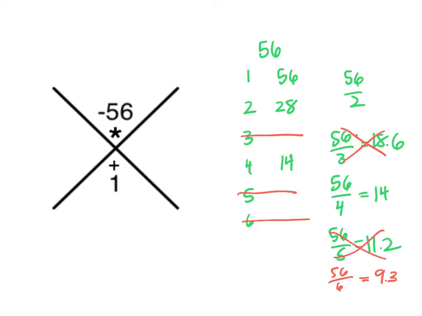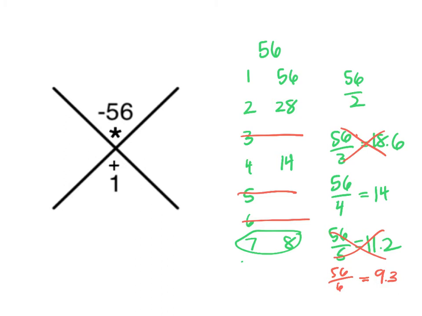Let's try 7. 56 divided by 7 is 8. So we have 7 and 8. Notice how I got down to two numbers that were right next to each other. That's when I know I'm done, because there's not a number between 7 and 8. Well, there is, like 7.5 or whatever, but there's not a whole number in between them, so there's nothing else that I can multiply to get 56.